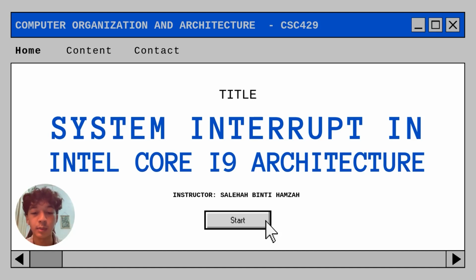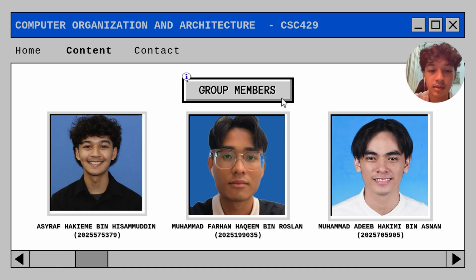My name is Ashraf Hakimi bin Shamuddin and I'm going to open this group presentation of System Interrupt in Intel Core i9 Architecture for subject CSC 429, Computer Organization and Architecture. So this session shows our group members and our profiles that includes myself, Ashraf Hakimi bin Shamuddin, Muhammad Farha Hakim bin Roslan and Muhammad Adib Hakimi bin Asnan.